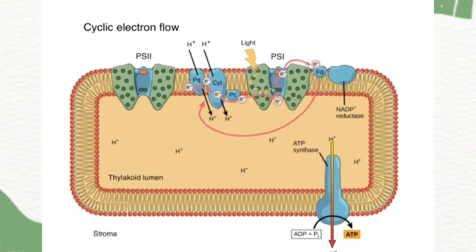Finally, cyclic electron flow may play a photoprotective role, preventing excess light from damaging photosystem proteins and promoting repair of light damage.